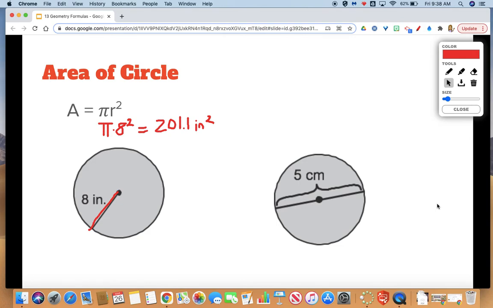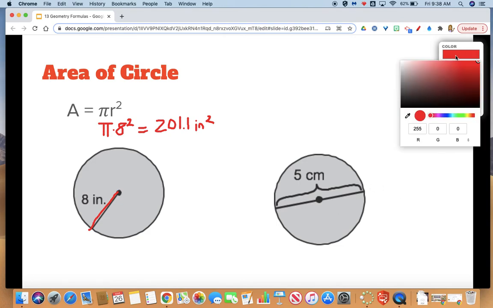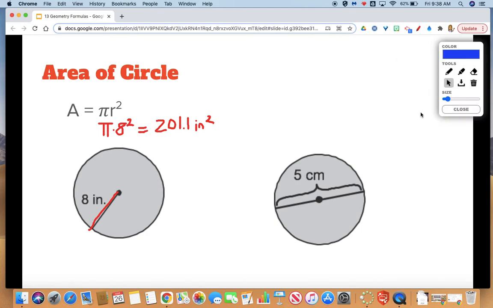This is the diameter. How would we figure out the radius? Radius is half of the diameter, so half of 5 would be 2.5 centimeters. So we want to plug a 2.5 into our formula. Pi times 2.5 squared. Solve for that now, see if we get the same thing. 19.63, so I'm going to round that to 19.6 centimeters squared.